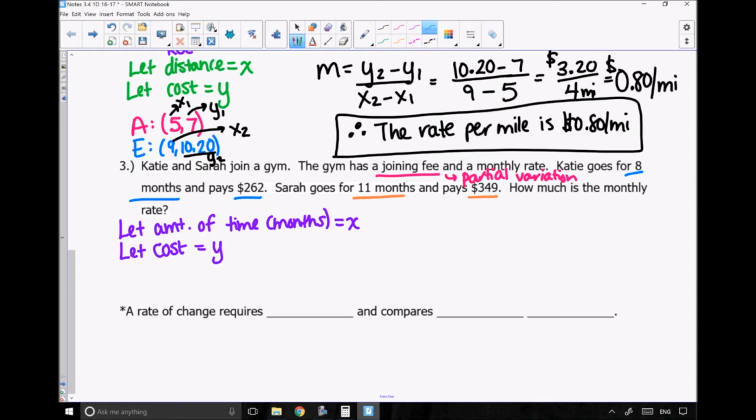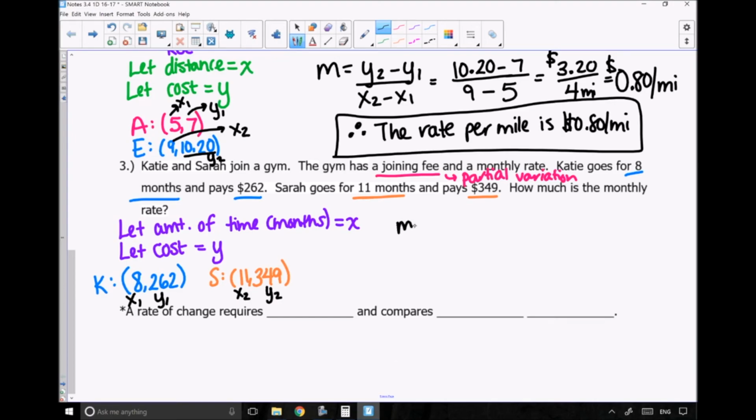So let's go ahead and write out Katie's information as a coordinate. We always do x, which is time, followed by y, which is cost in this example. So Katie's time is 8 months, and her cost is $262. So this one is Katie's information as a coordinate. Okay, then we have Sarah, and her time was 11 months, and she paid $349. So looking at this right here, I can say 8 is x1 because it's my first x, 262 is y1, 11 is x2 because it's my second x, 349 is my y2 because it's my second y.